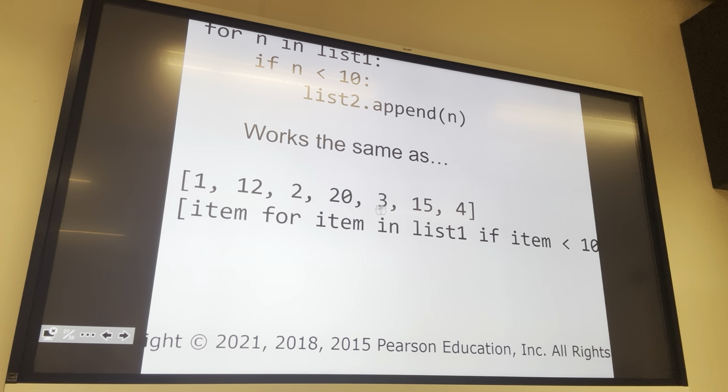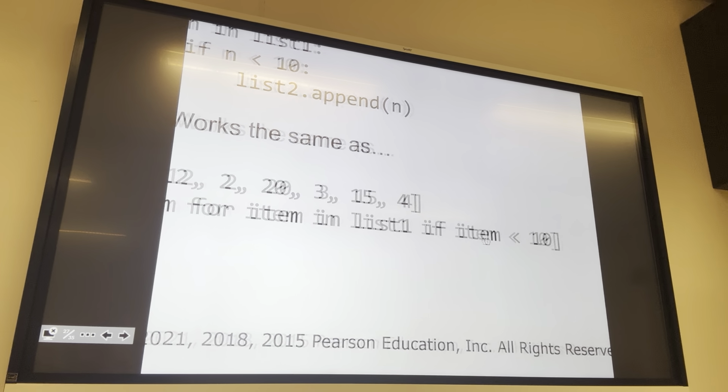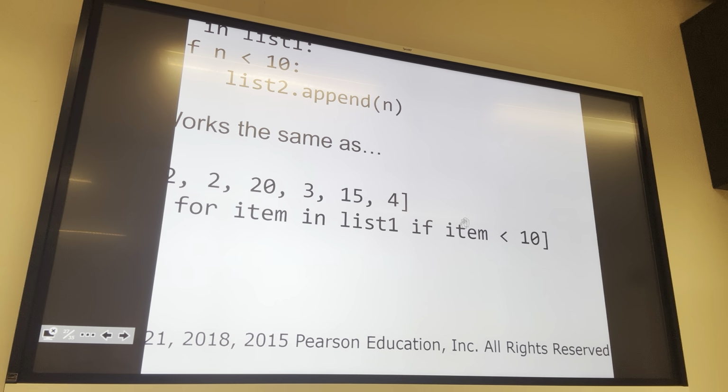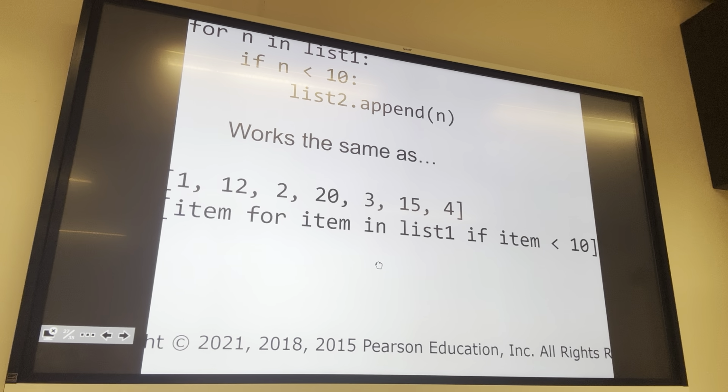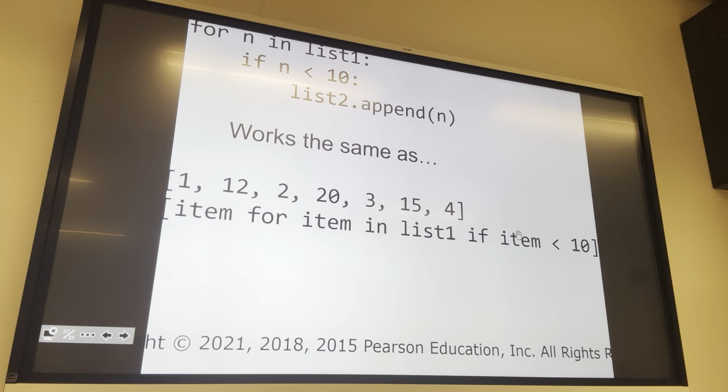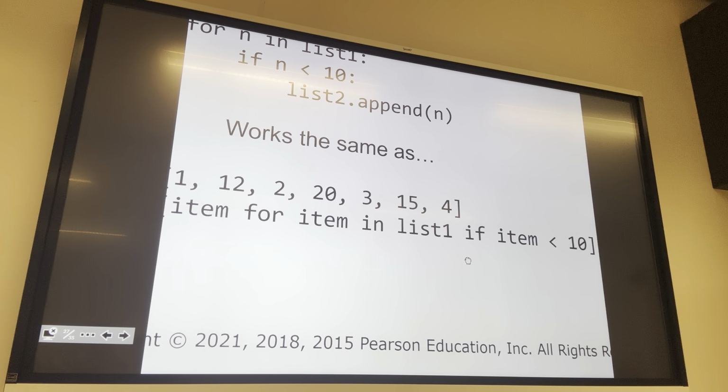Item, for item in list 1, if, here we go. If item is less than 10. So you add the if clause after the loop. Remember, the condition is always evaluated before the result.